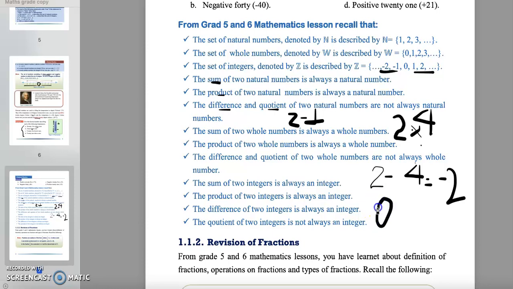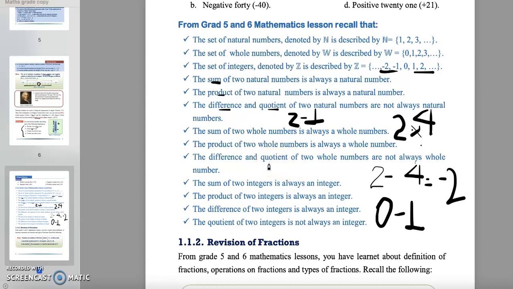So we can take the example 0 minus 1, which is minus 1, right? So the difference and the coefficient of two whole numbers is not always a whole number. So in this case too, it is not. We can see a coefficient example, so it's more clear.